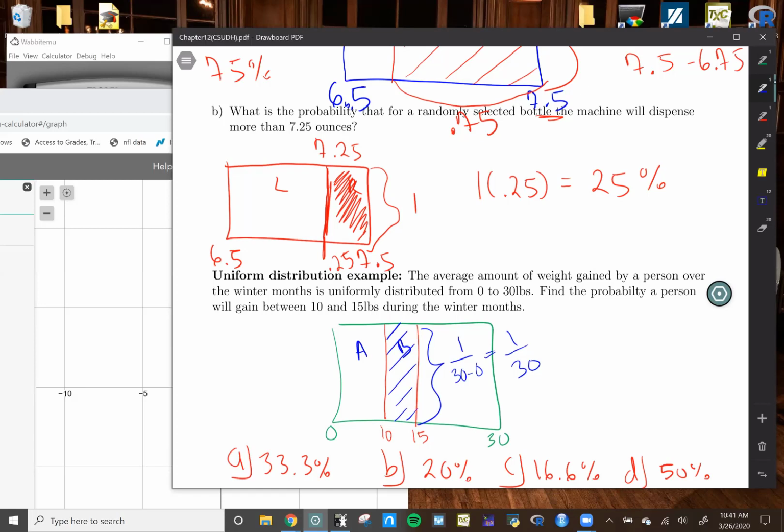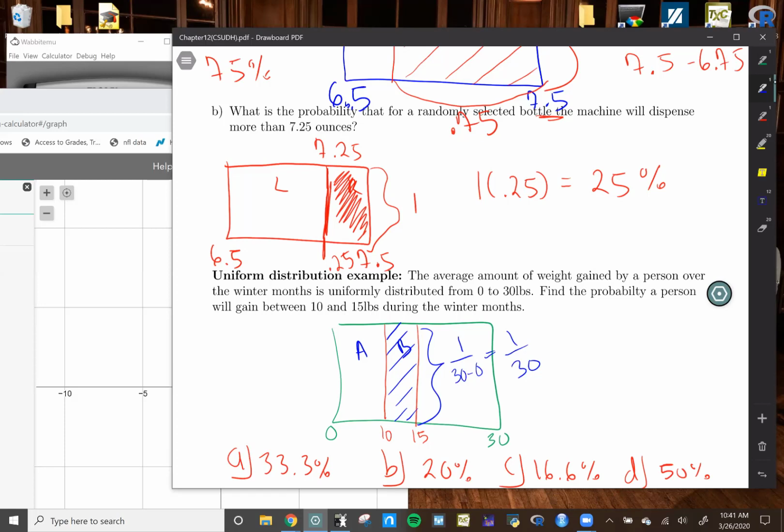Any question on how we got the height to be 1 out of 30? You don't simplify it, it just stays like that. Yeah, you just leave it as that. You don't really want to simplify. When you say simplify, you mean like turn it to a decimal? Yeah, it'll probably be easier if you just leave it like that.